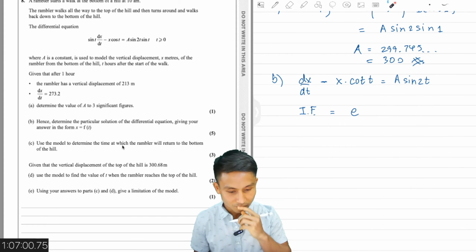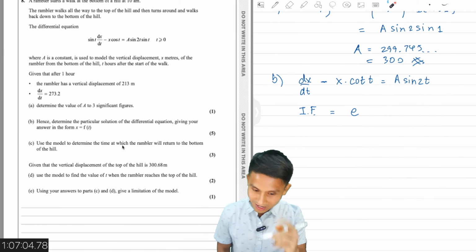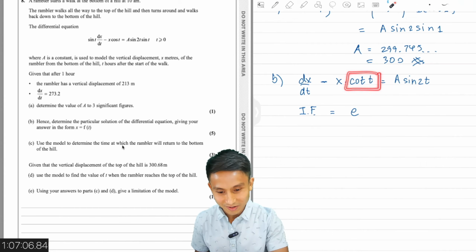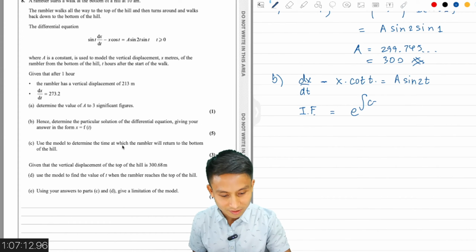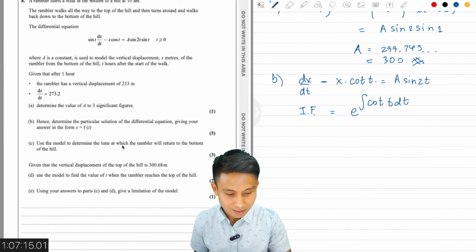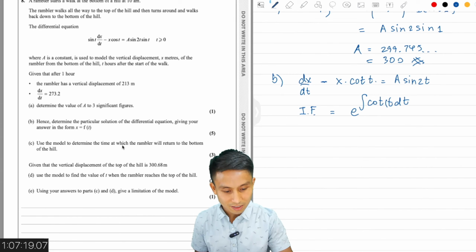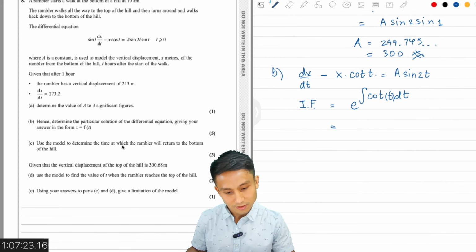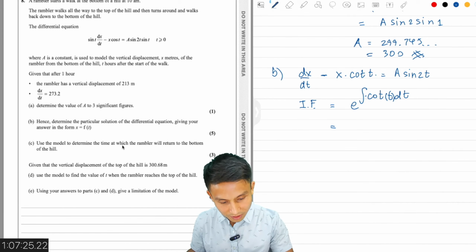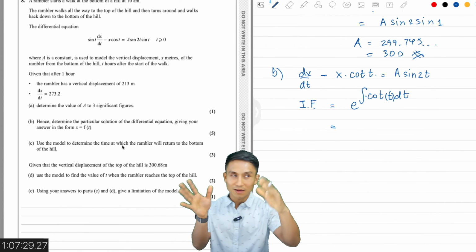Hang on, what's that? Okay, it's this thing. It's e to the power of the integral of this guy, cot t dt, right? Cot t times dt here. Like that. Oh, it's got to be minus, right? So minus here, because this is the form y times some function of x.